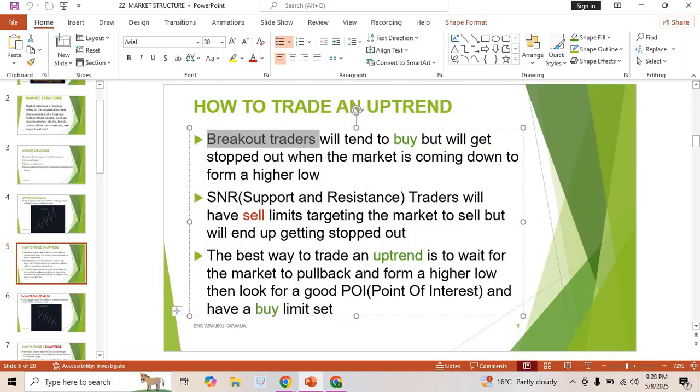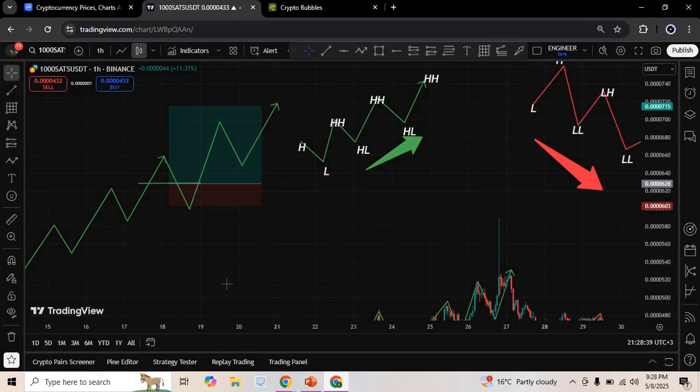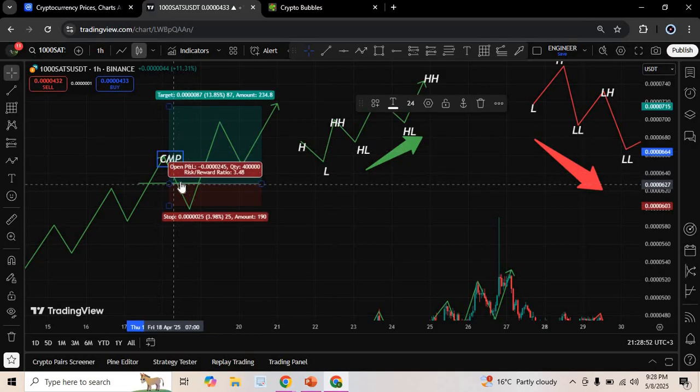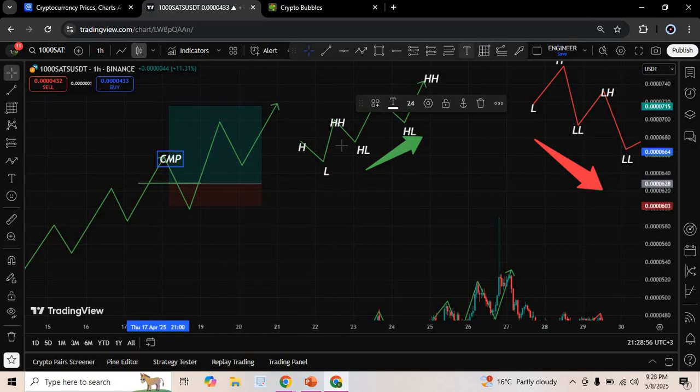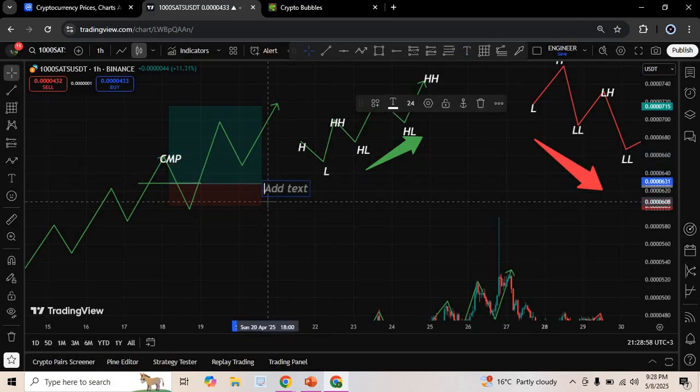The second way, we're having the SNR traders. So SNR traders, first of all, just to test our knowledge. If I enter the market, the price is here. Let me do this. The current market price is right here at this first juncture. I want to enter my trade at this point right here. Let me call it point X.